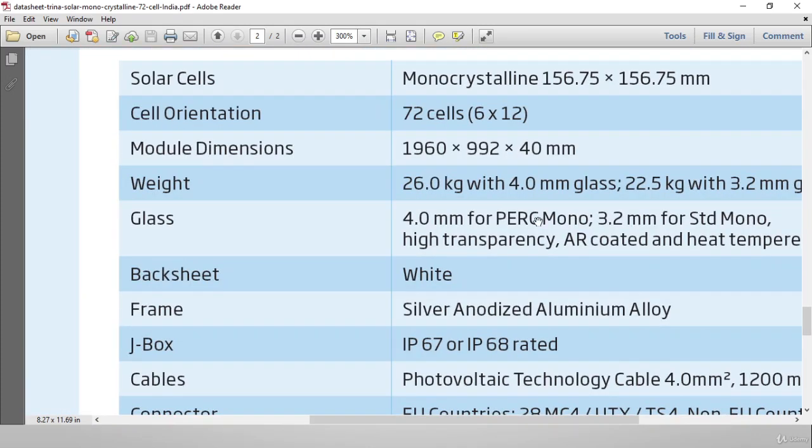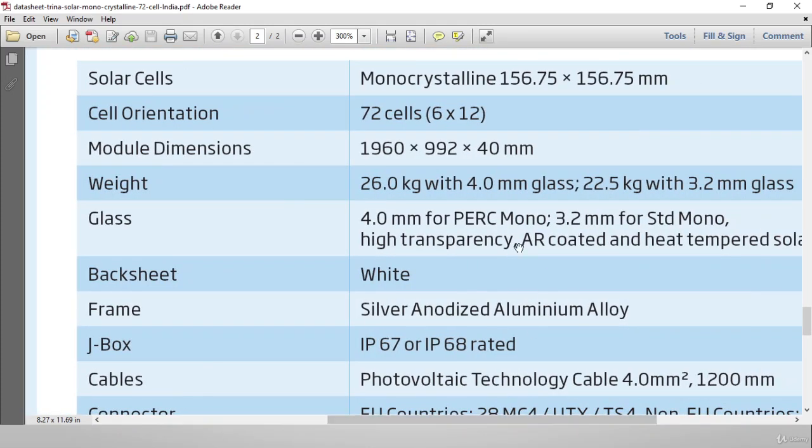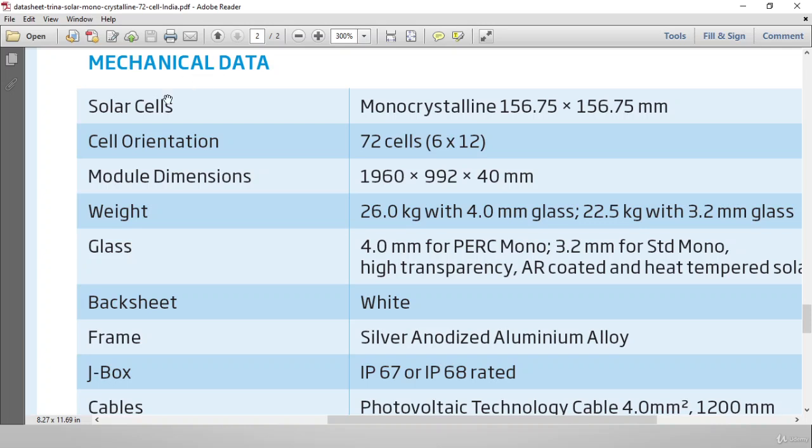So once we have noted down the temperature coefficient parameter, now we have to look at the mechanical data. In the mechanical data, we focus on the first parameter, which kind of solar cell has been used in the solar panel and what the dimensions of each solar cell are. In this case, it is a monocrystalline type of solar cell and the dimension is 156.75.